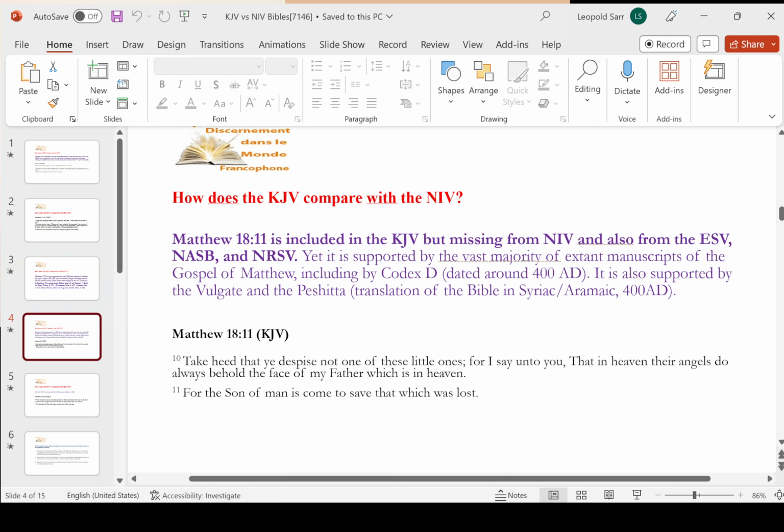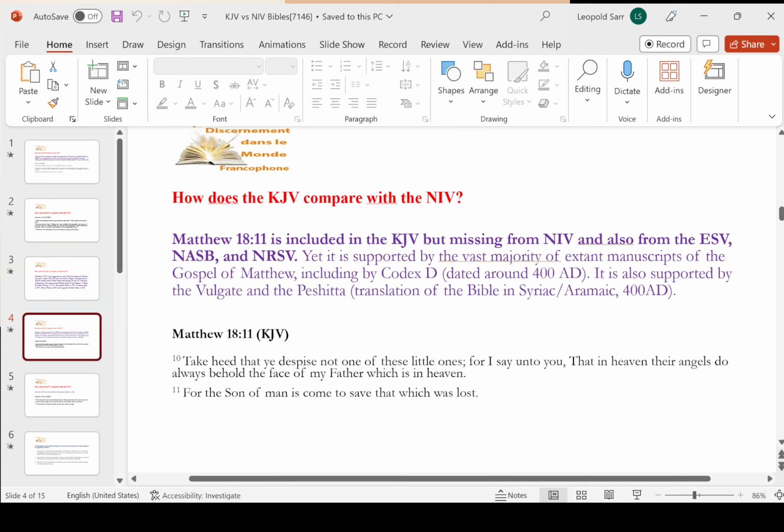We also have Codex D, we talked about earlier, Codex Beza, which is dated around 400 AD, also containing this verse 11. It is supported by the Vulgate, 380 AD, and the Peshitta, which is the translation of the Bible in Syriac or Aramaic language, around 400 AD. All these manuscripts are actually around the same time as the oldest extant Greek manuscript of the New Testament.